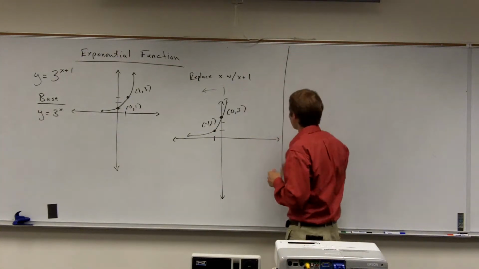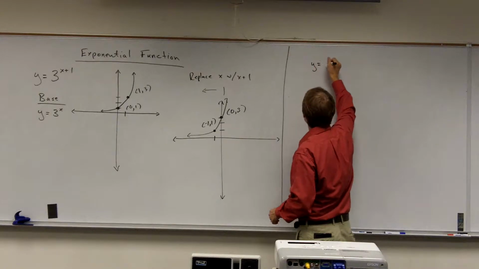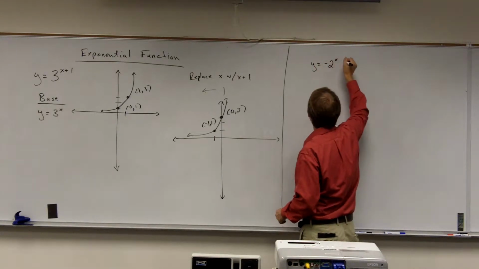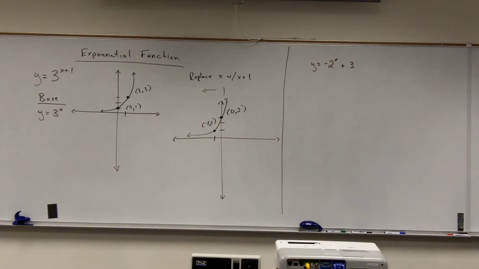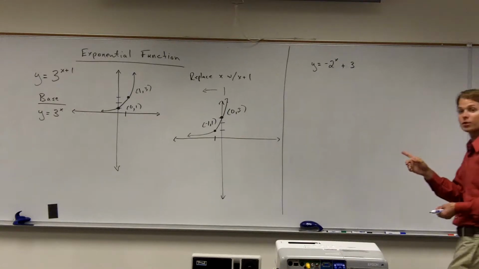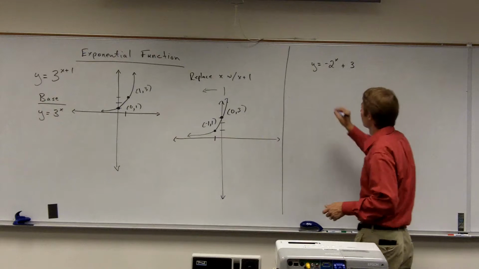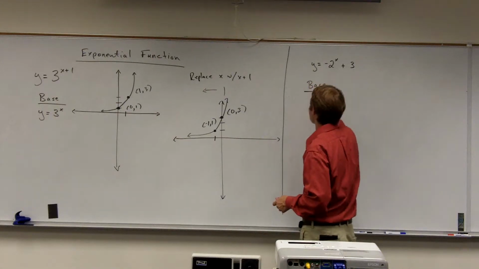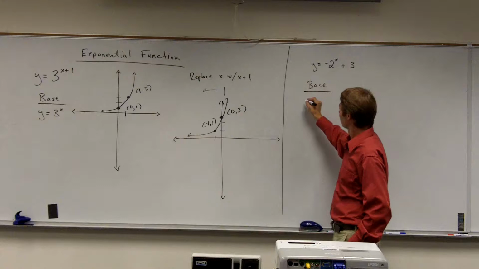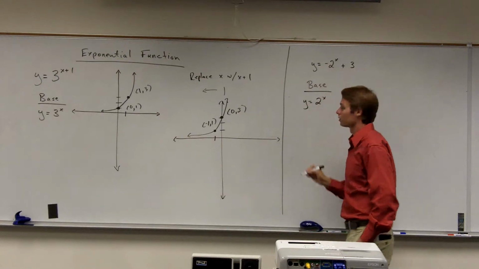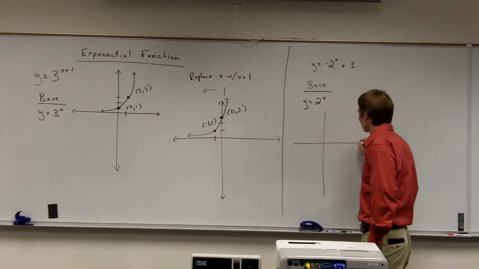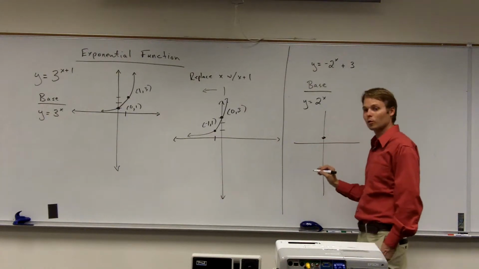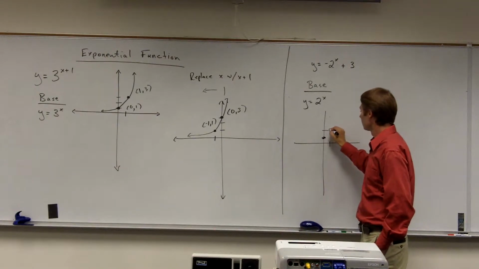What if I gave you something like y equals negative 2 to the x plus 3? This one's a little more complicated. But the same rules apply. We don't have any new rules on how to deal with functions. So we just start with whatever our base function is going to be. So y equals 2 to the x in this case. And we know that has a point here at 0, 1 and at 1, 2.